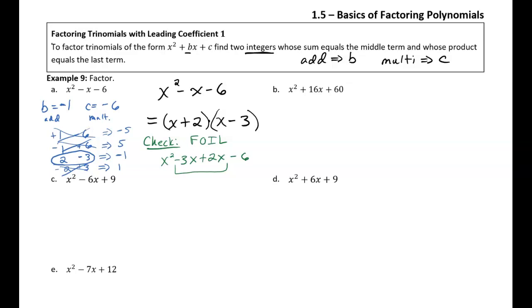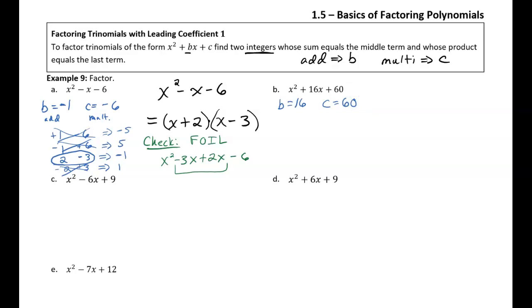Let's practice some more. So for example 9, we're still factoring. Let's look at Part B. So I have x squared plus 16x plus 60. Let's figure out what our b value is, how we're going to get it, and our c value. The b is the coefficient of the x, the number in front of the x term, the middle term. That's going to give me 16. And the c term, the last term, is 60.